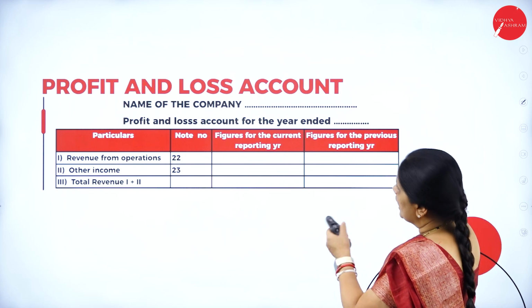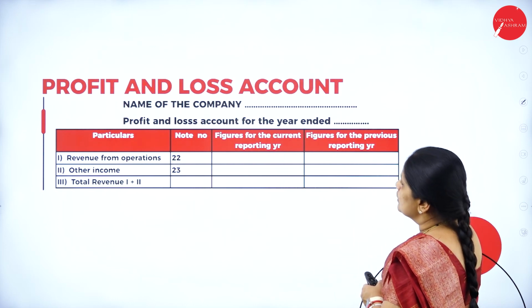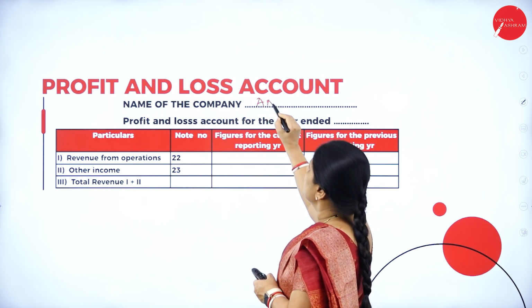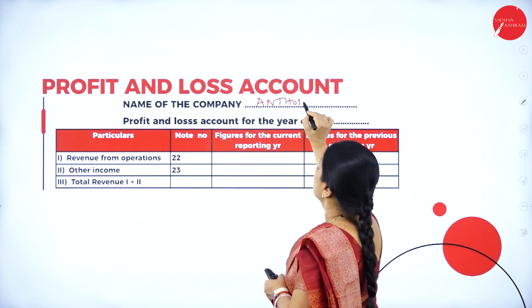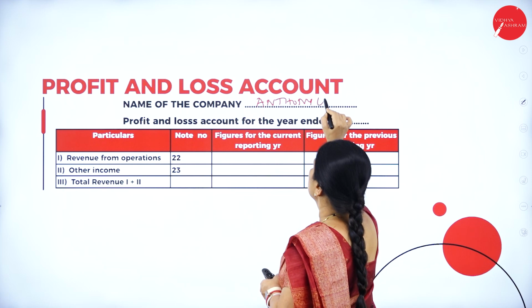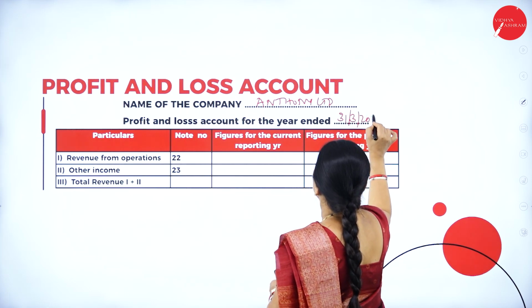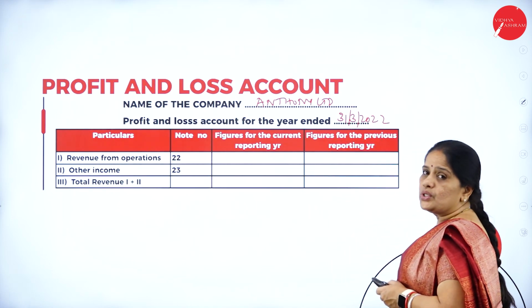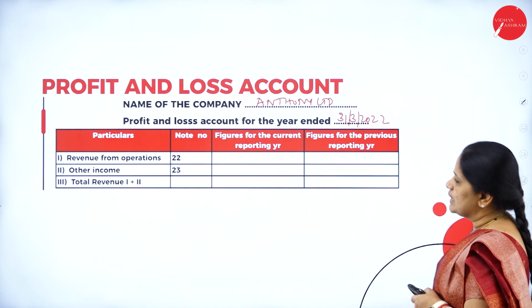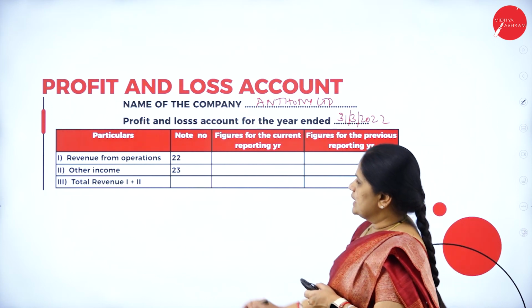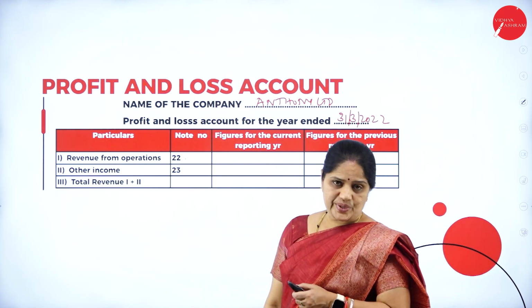Now, next we have the profit and loss account. So profit and loss account, the name of the company is again Antony Limited. So this is for the year ended 31/3/2022. So we have the first item as revenue from operations. So the revenue from operations, it comes under Schedule 22.